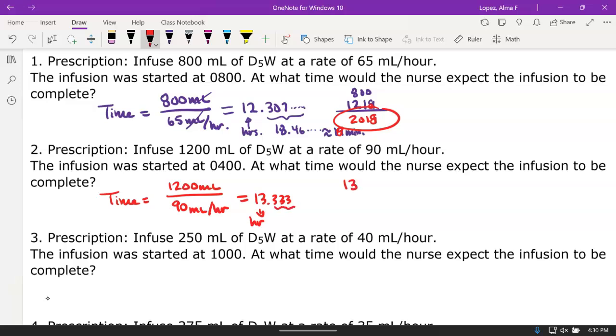I want you to multiply this by 60. So start with your calculator, subtract out the 13 so that you only have the decimal part in your calculator, 0.33333. Now multiply by 60, and that's 20 minutes. So 1320, and it started at 4 o'clock. So the answer here should be 1720.